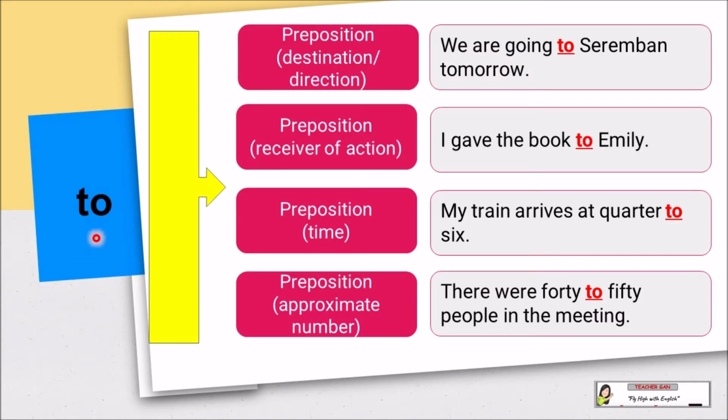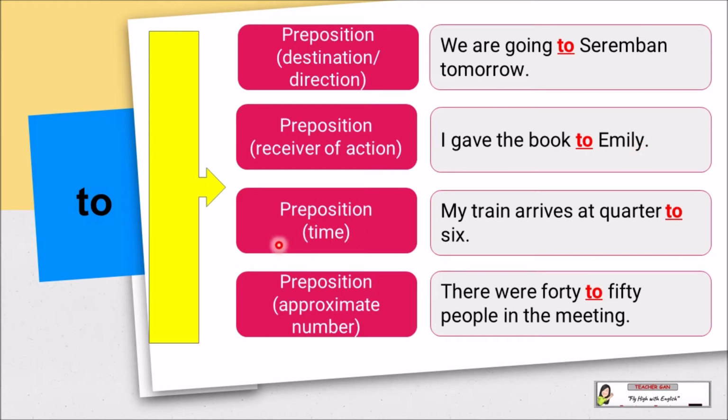First of all, let's look at "to". "To" can be used as a preposition when you have a destination or direction. For example, we are going to Seremban tomorrow. So Seremban is the destination. Number 2, preposition, receiver of action. For example, I gave the book to Emily. So Emily is the receiver of the action of giving the book.